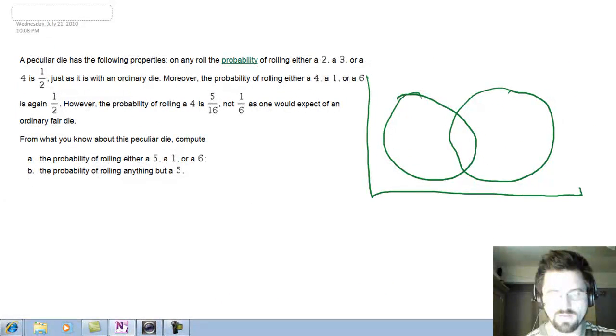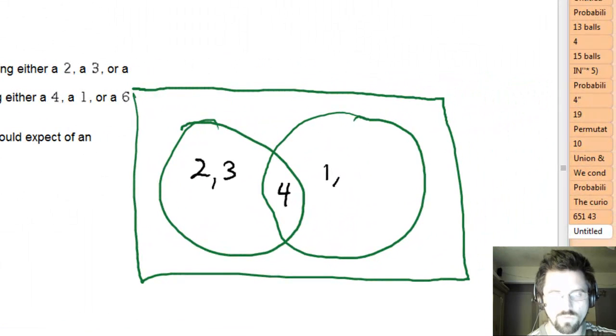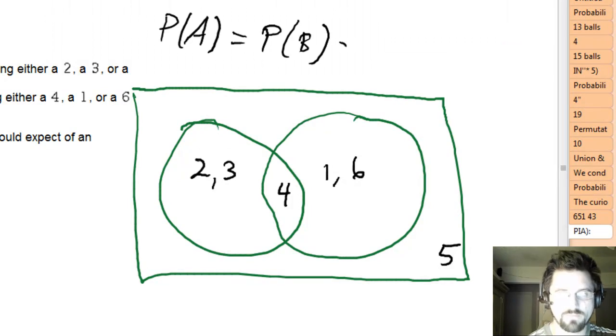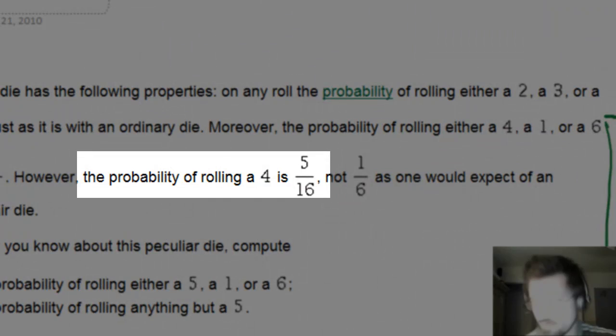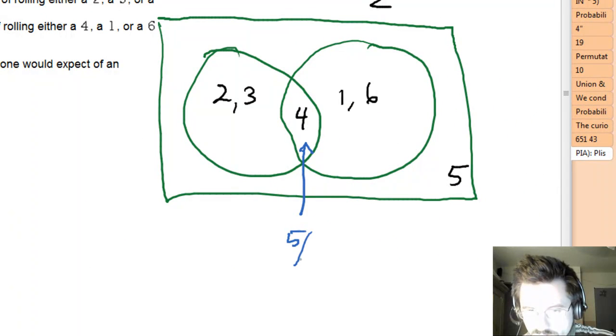Okay, this is my Venn diagram. Not as pretty as last time, but oh well. 2, 3, 4, 1, 6, 5. We have a 1/2 chance of being in A, so P of A is always 1/2. P of B is 1/2. We have a 5 in 16 chance of being in the center here. So that's a 5 in 16.